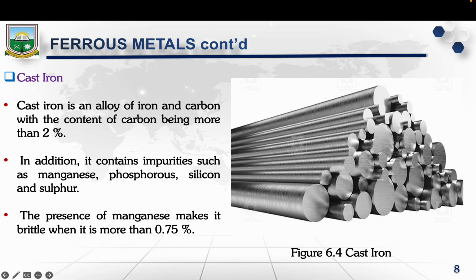This higher carbon level, along with other impurities like manganese, phosphorus, silicon, and sulfur, gives cast iron its unique characteristics. One critical point for cast iron is the role of manganese. While small amounts of manganese can be beneficial, if it exceeds 0.75, it makes the cast iron very brittle.